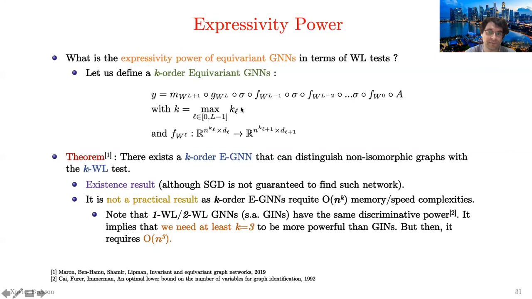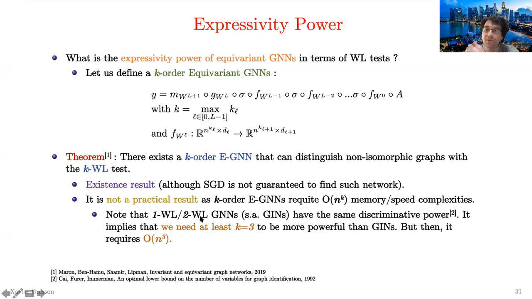Then there is this theorem that says there exists a k-order equivariant GNN that can distinguish non-isomorphic graphs with the k-WL test. So this is exactly what we want. This is an existence result. If you use stochastic gradient descent, you may find it or you may not find it. And also this result is not a practical result. Remember, for GNNs, which are message passing GNNs, they are as powerful as the original WL test. And for this network, the expressivity power is actually 2-WL. This is the capacity of this network to distinguish graphs with respect to the 2-WL test.